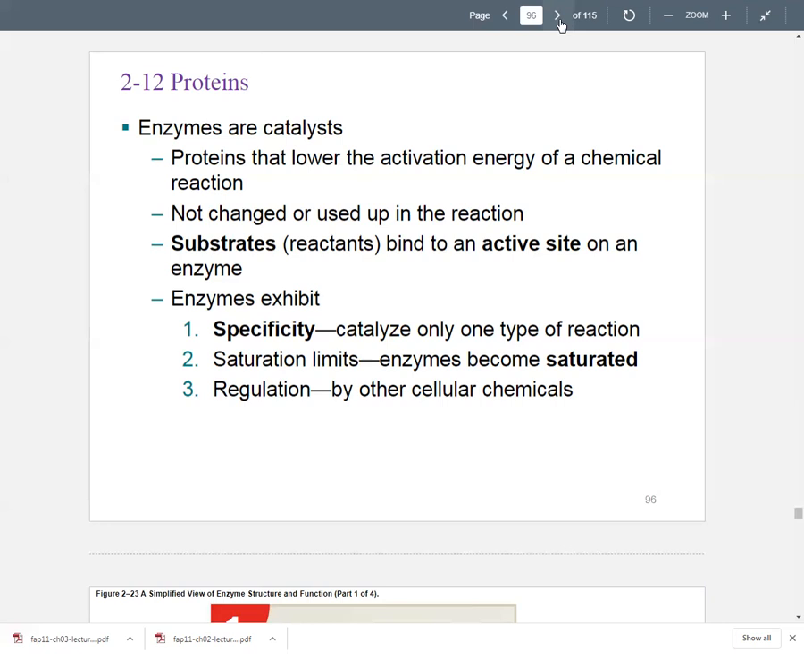Regulation. So sometimes enzymes are regulated by other chemicals. Okay. Sometimes they can't just do whatever they want to do. They have to get essentially other chemicals in place before they can act.